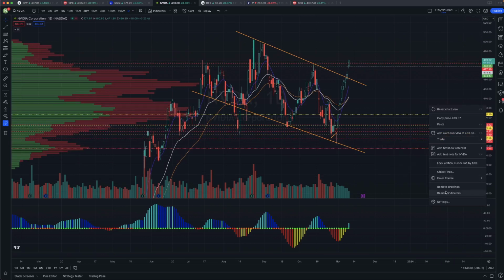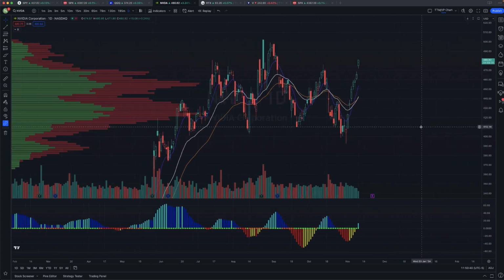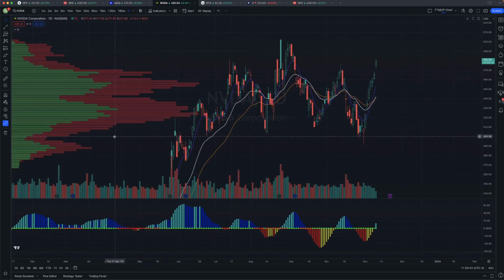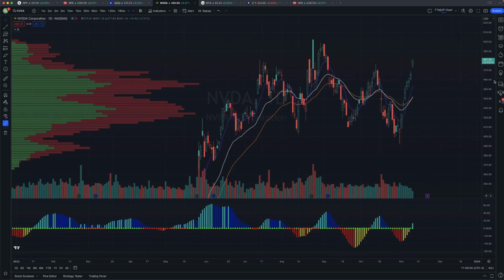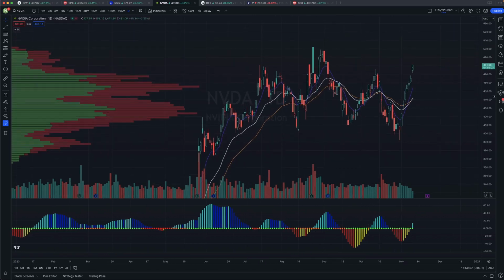Let's get rid of all the drawings here. We have this much larger volume profile node, and then as we come in, we start to get these smaller, more defined volume profile nodes, right? So if I'm going to start marking up a chart where I think we're going to have support and resistance levels, this is the daily chart of NVIDIA. I'm going to put a line at this point of control there, and I'm going to put another line at this point of control here.